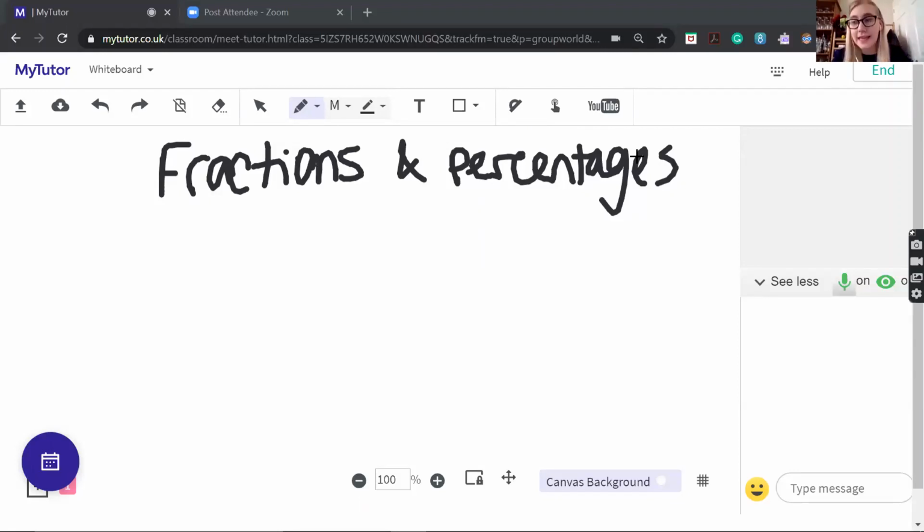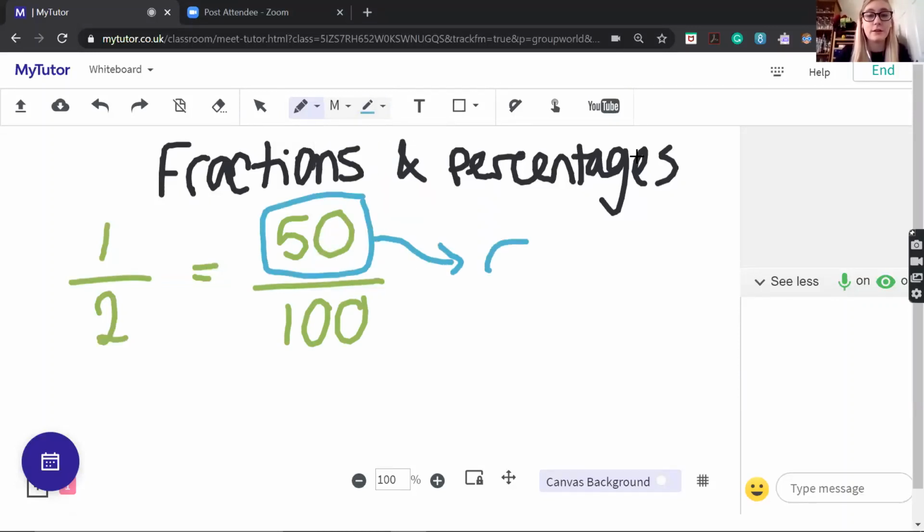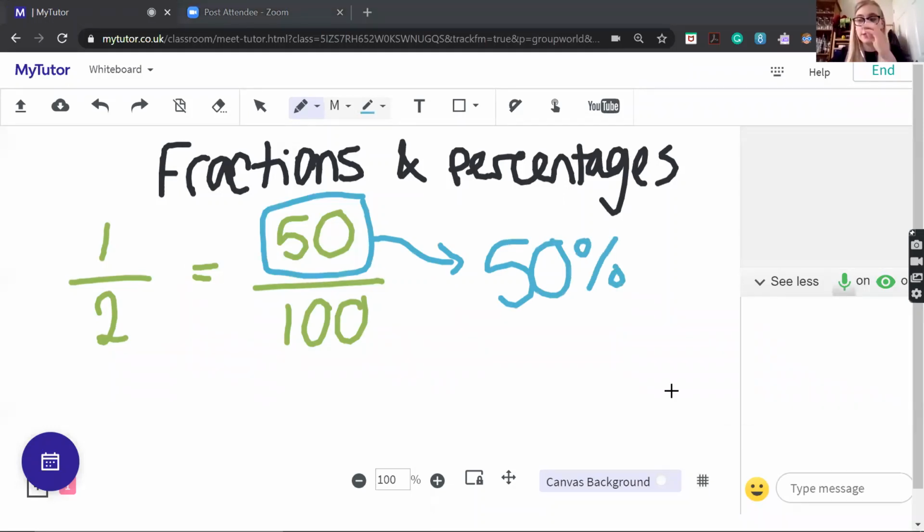And basically, this one is nice and easy because a percentage is just a fraction out of 100. So if we have something like 1/2, we just want to write that as something out of 100. So 50 out of 100, and then it's 50%. We'll go over some harder ones as well, but that's all it is. So if you want to get from a fraction to a percentage, you just times it by 100.